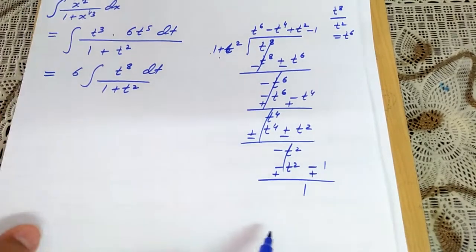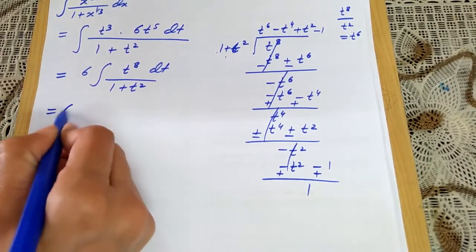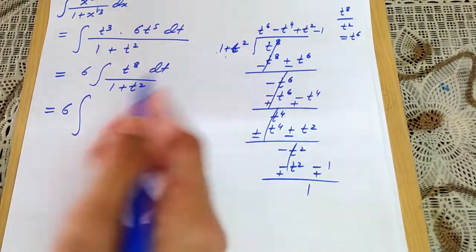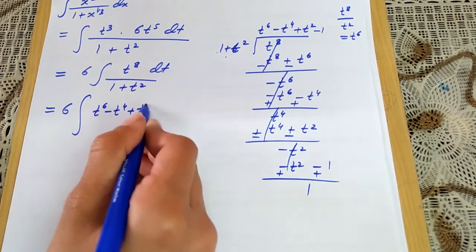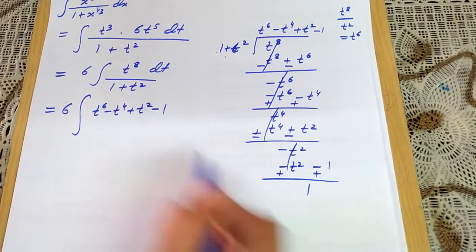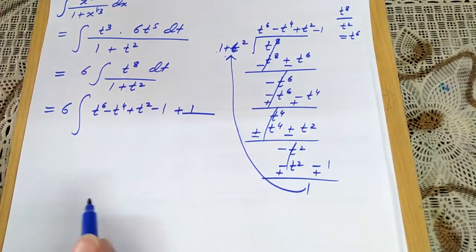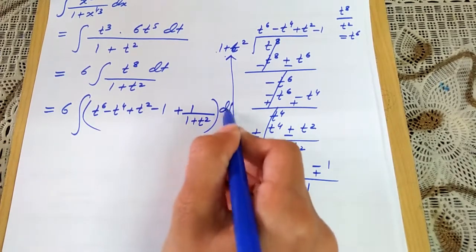Now I cannot divide it further, so you need to write it in fraction form. How are you going to write it in fraction form? First of all, you will write this thing, that is t raised to power 6 minus t raised to power 4 plus t square minus 1. Then plus 1 divided by this term, 1 plus t square, and this thing is dt.